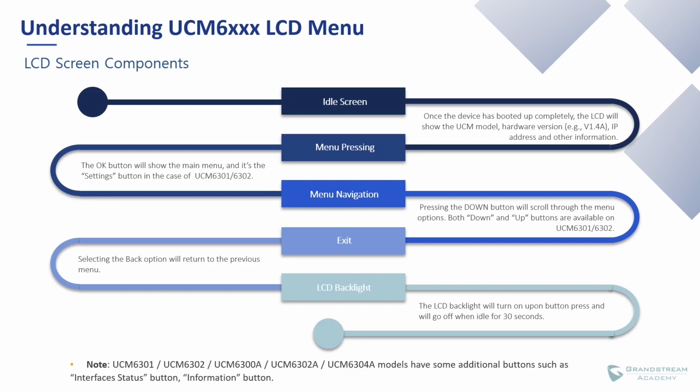The second level is the menu. Pressing the OK button will show the main menu. We're going to see together what can be found in the menu from the LCD in the next slide. For menu navigation, pressing the down button will scroll through the menu options. Press the OK button to select an option. To exit a menu, pressing the back button will return you to the previous menu. For the device info, network info, and web info screens that have no back option, pressing the OK button will return to the previous menu. The LCD backlight will turn on upon button press and will go off when idle for 30 seconds.